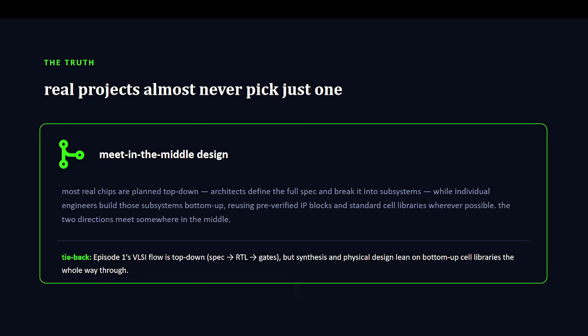And here is a tie back to the first video. Remember the VLSI design flow: specification to RTL to synthesis to physical design. That entire flow is fundamentally top down in structure. But synthesis and physical design lean on bottom up cell libraries the entire way through, pulling proven gate level and transistor level building blocks from a library rather than reinventing them. Top down gives you the roadmap, bottom up gives you the actual bricks.